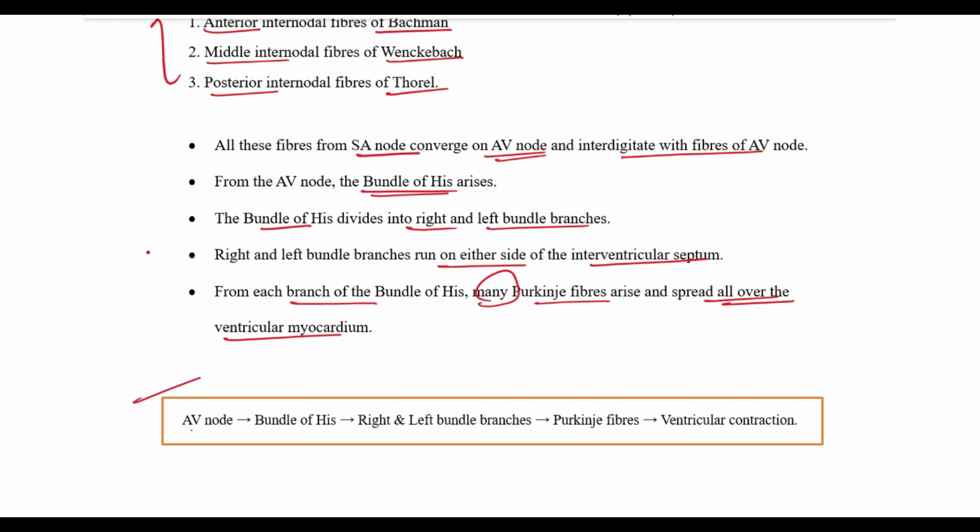So to summarize, we have the SA node which generates the impulses. It passes on to the AV node, the bundle of His, the right and left bundle branches, and the Purkinje fibers, and the ventricular contractions occur.